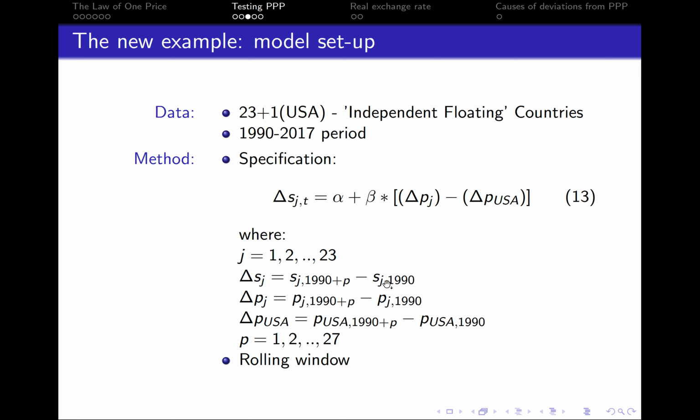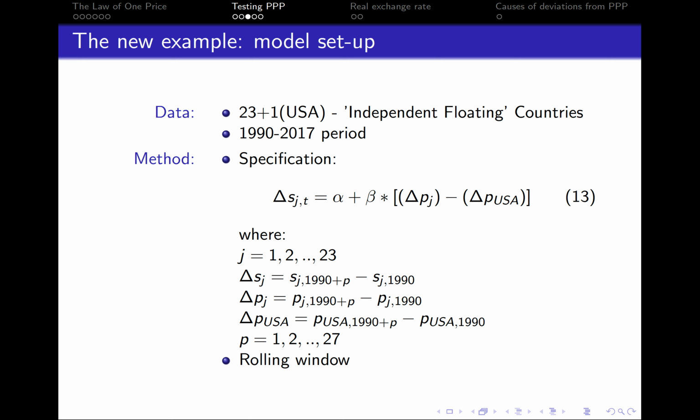This is the exchange rate against country J, a price level in country J, and price in the United States in 1990. In my first regression, I used the price level in 1991, P equal to 1, then 92, 93, 94, until I got to year 2017. This type of estimation is sometimes called a rolling window. In this case, maybe this is not the best description, because actually here we have an increasing window.